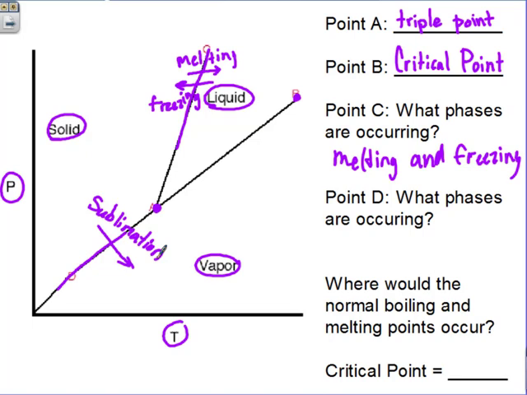Remember we saw sublimation when I showed you dry ice. Dry ice changes from a solid to a gas. It never melts at room temperature, under the pressure of this room. And if I'm going the opposite way, where I'm turning from a gas to a solid, that's called deposition.